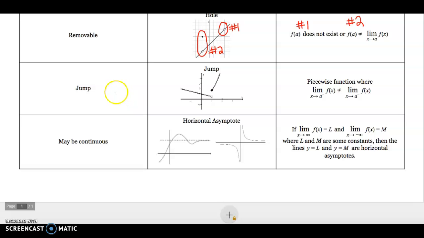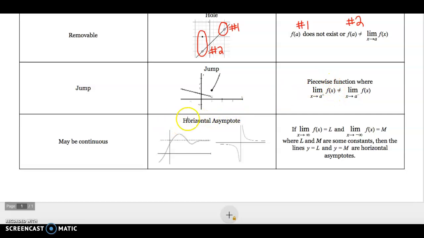For a jump discontinuity, obviously your graph hops from one place to another. This only occurs in piecewise functions where your left-hand limit and your right-hand limit aren't equal to each other. So you won't ever have to identify a jump discontinuity if you are not given a piecewise function.